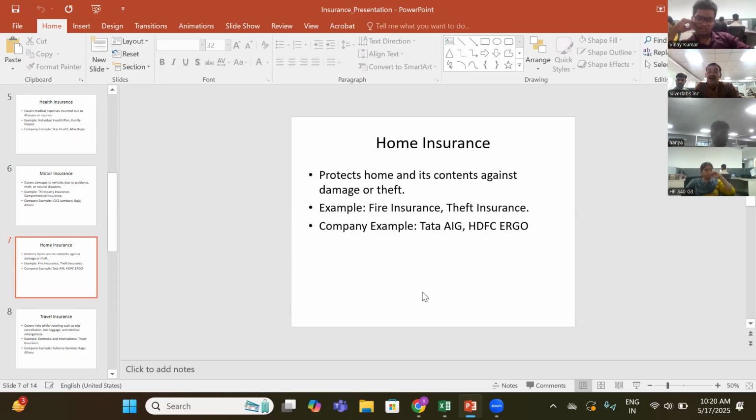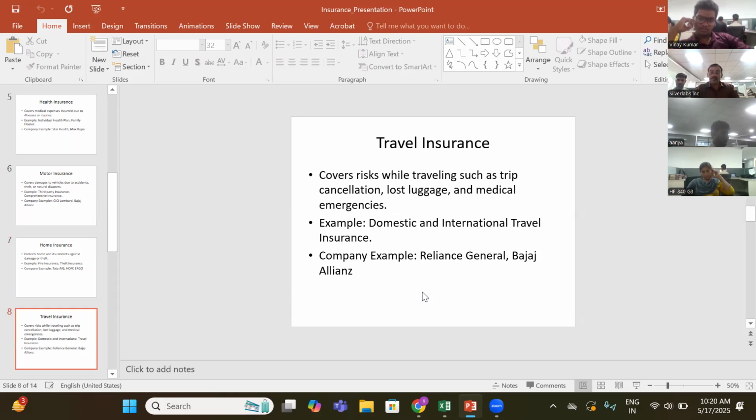The companies are like this. The companies which are issuing policies are Tata, AIG, HDFC, ERGO.